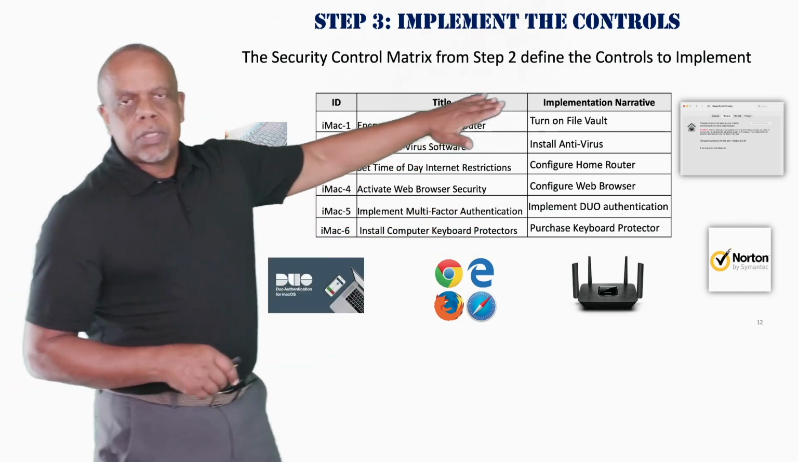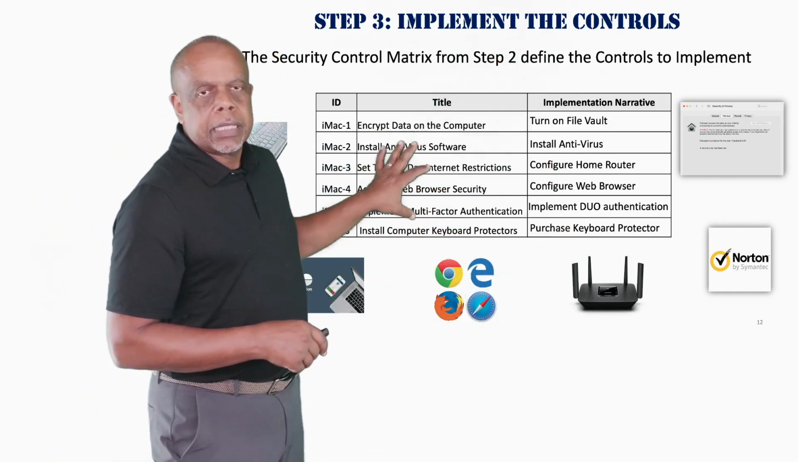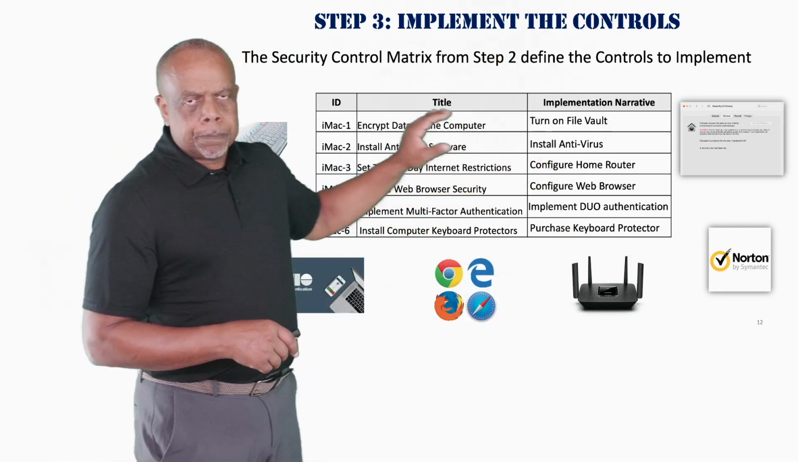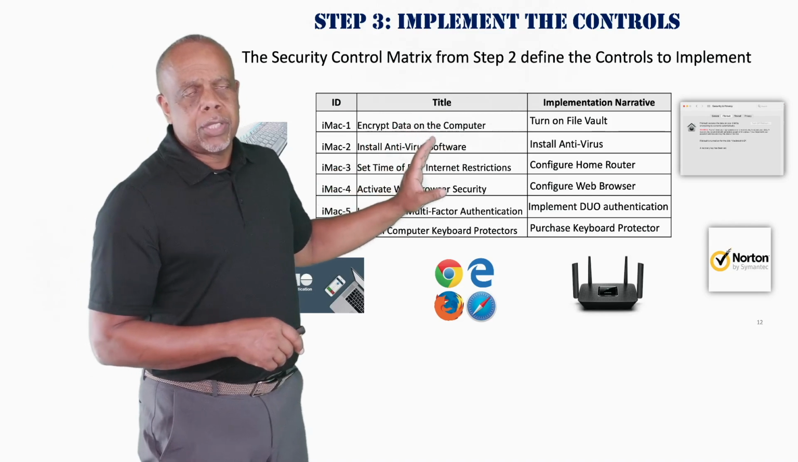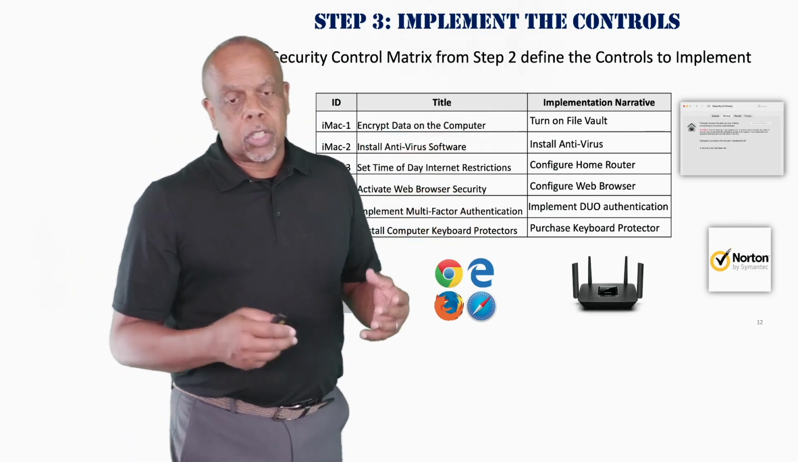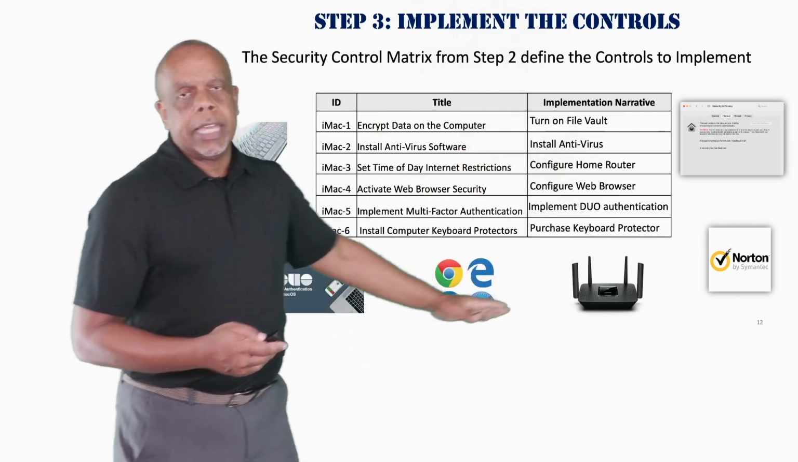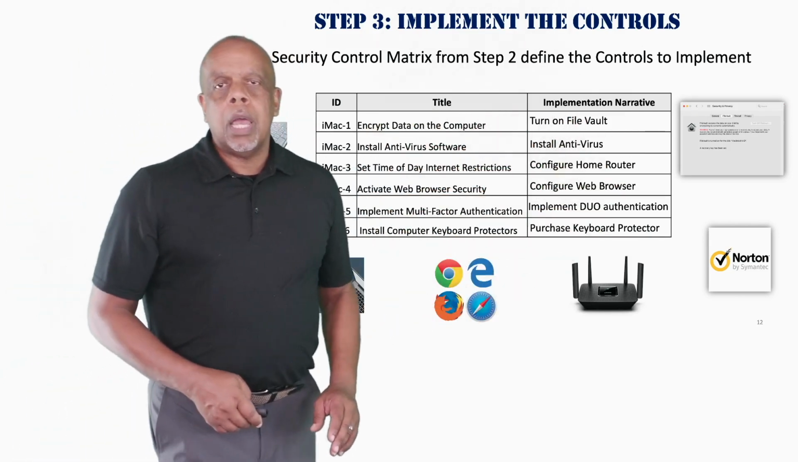So this is step 3. This is how I can implement these controls. Okay, we selected them in step 2. In step 1, we actually did the categorization to say this is what we need to protect. Step 2, we selected the controls to do that. And now step 3, we can actually implement those controls.